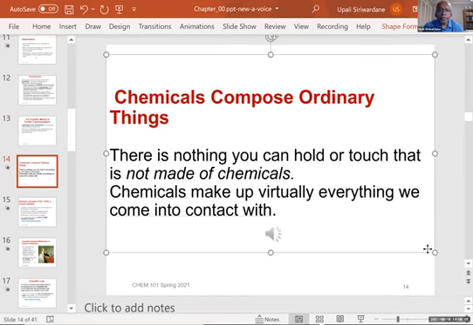Now we're going to talk about chemistry. Chemicals are ordinary things. When you hear about chemicals, you think of something in a bottle in a lab in the chemistry department. It's not true. Everything is made out of chemicals in various combinations. Ordinary things are made out of chemicals. You don't look at it that way, but that's the truth. Anything that can be held or touched is made of chemicals, various combinations of chemicals.